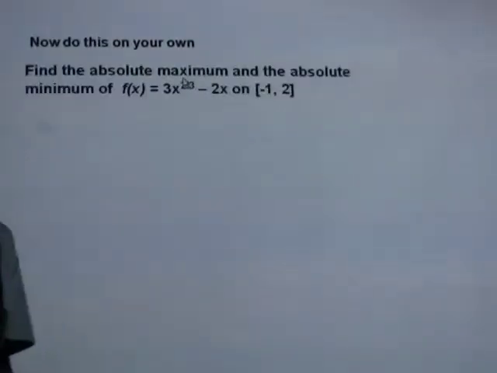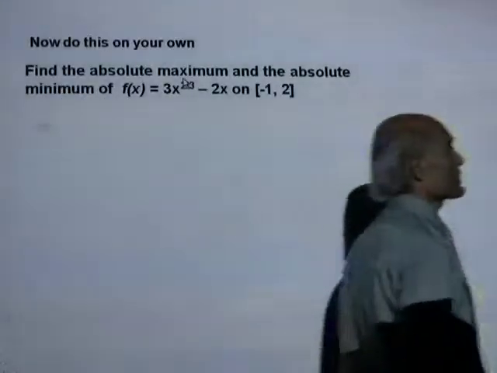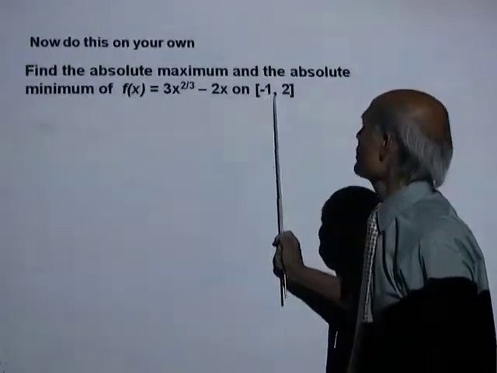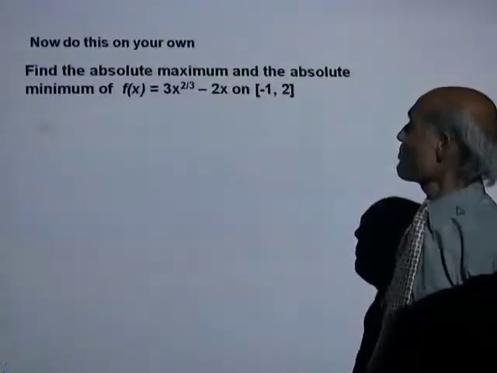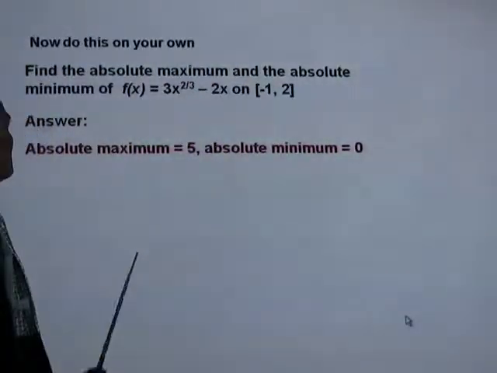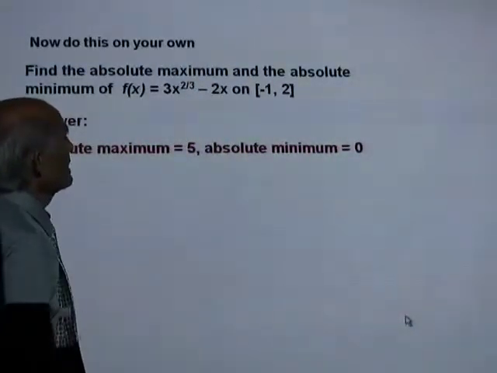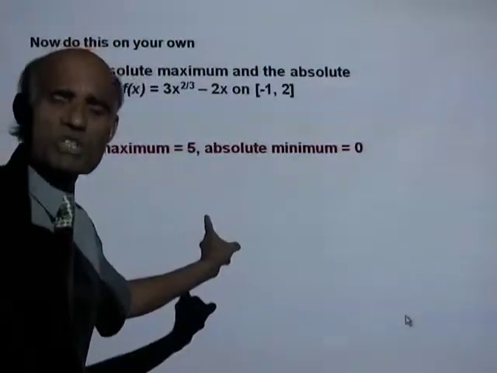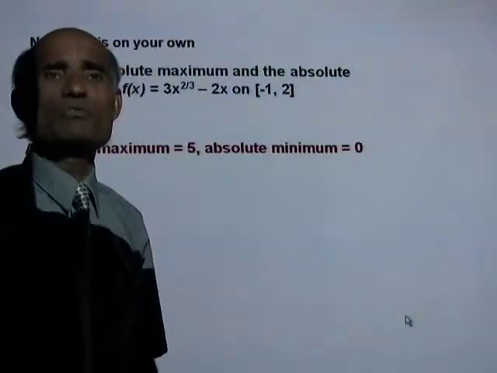Okay. Now, try one on your own. Find the absolute maximum and the absolute minimum of f of x equal to 3x to the power of 2/3 minus 2x on the interval -1 to 2. All right, try that on your own, and I have given you the answer. The absolute maximum is 5, absolute minimum is 0. Now, don't leave your desk without finishing it. Try that and make sure that you understand it. All right?